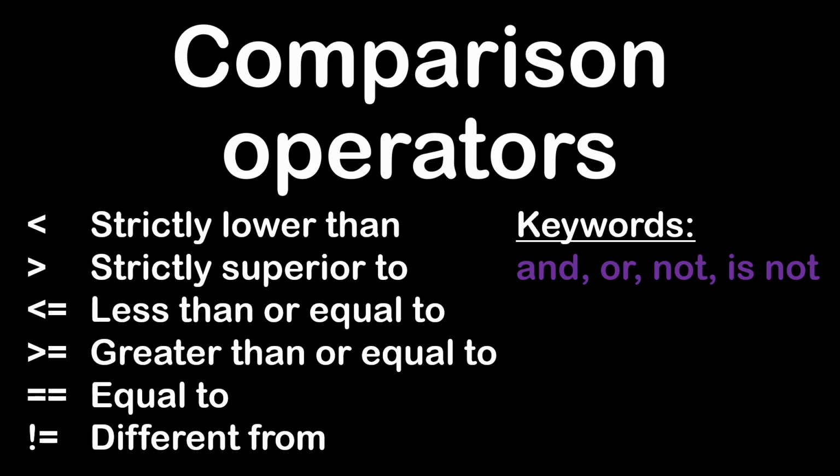Okay, so now we are ready to talk about comparison operators. Basically, we have 6 different comparison operators. As you can see here, we have strictly lower than, strictly greater than, less than or equal to, and greater than or equal to. Equal to, just be careful here, you have to use 2 equal symbols, otherwise you wouldn't be using the comparison operator. And then we have the different from operator. This is how you write it. Then you can combine any conditions using these operators, using the keywords here: and, or, not, or is not. Let's go and see those in examples.